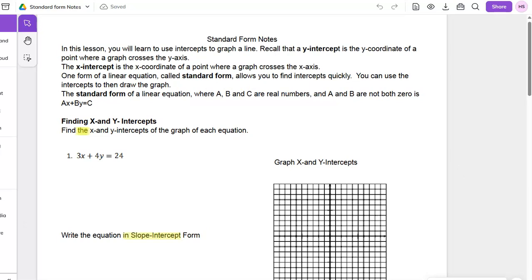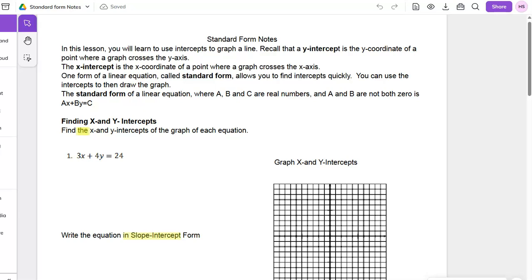Okay, so it says standard form notes. In this lesson, you will learn to use intercepts to graph a line. Recall that the y-intercept is the y-coordinate of the point where a graph crosses the y-axis. The x-intercept is the x-coordinate of the point where a graph crosses the x-axis. One form of a linear equation called standard form allows you to find intercepts quickly. You can use the intercepts to draw the graph. The standard form of a linear equation, where a, b, and c are real numbers and a and b are not both 0, is ax plus by equals c.